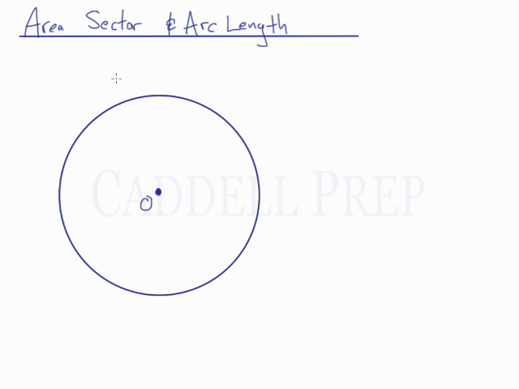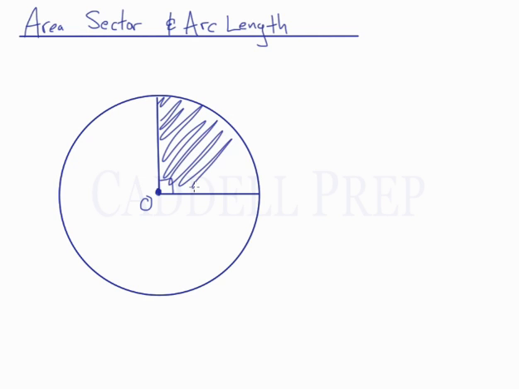In this lesson, we're going to cover area, sector, and arc length in circles. So, let's say we had a radius drawn like so, and another radius, such that these two radii were perpendicular to each other. Well, this angle here is 90 degrees. So, that's 1/4 of the full 360 degrees in a circle. So if we want to find this shaded area, we would expect this to be 1/4 of the entire area.